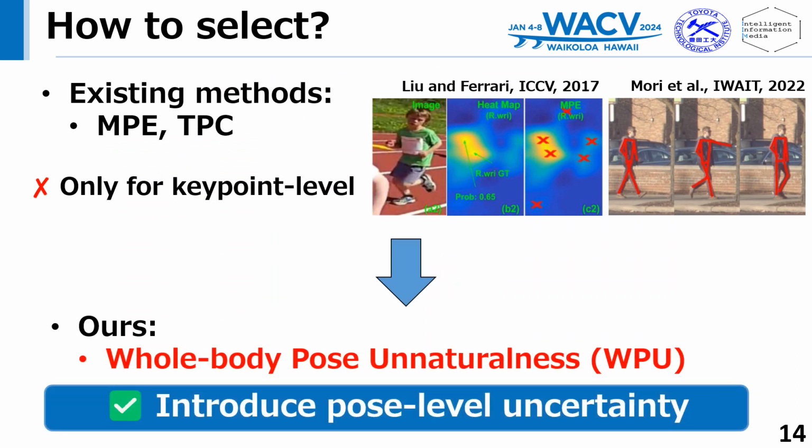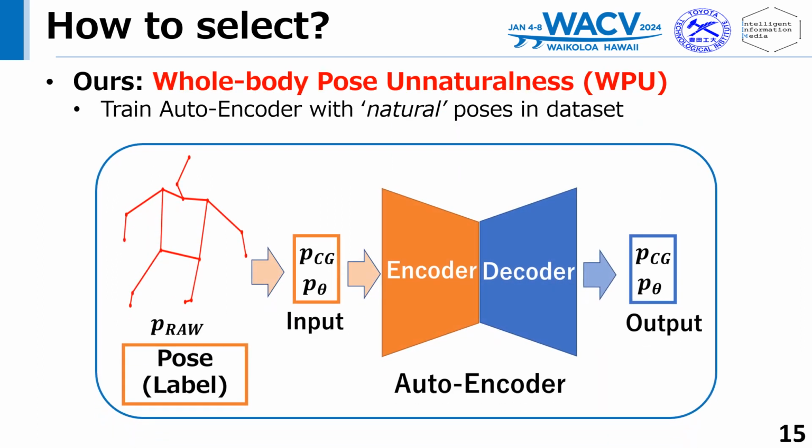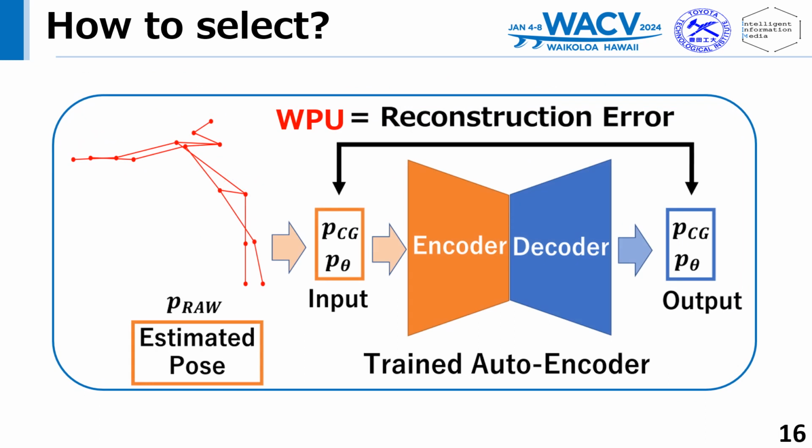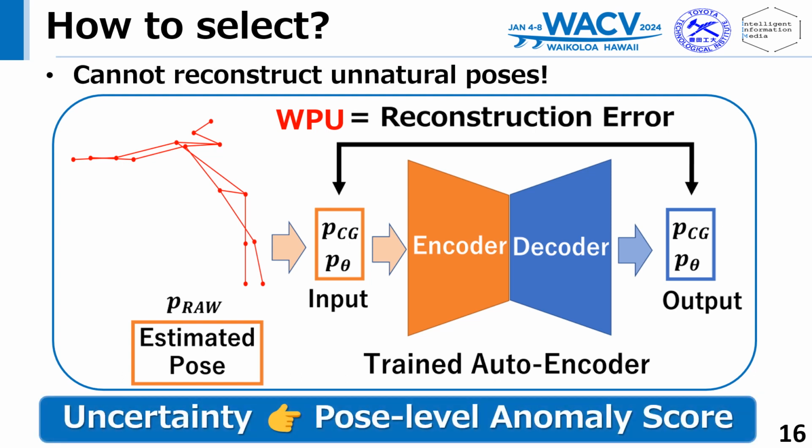Furthermore, while existing methods consider key point level uncertainty only, we introduce whole body pose naturalness, which quantifies pose level uncertainty. The idea is based on anomaly detection of human poses. To this end, we train the autoencoder with the natural pose labels in the dataset. Then, it becomes able to reconstruct natural poses. When the estimated poses are input into this autoencoder, it cannot reconstruct unnatural human poses. Therefore, the reconstruction error becomes large for unnatural poses, so we can use this pose level anomaly score as uncertainty.